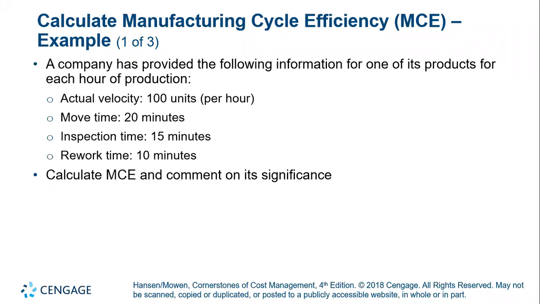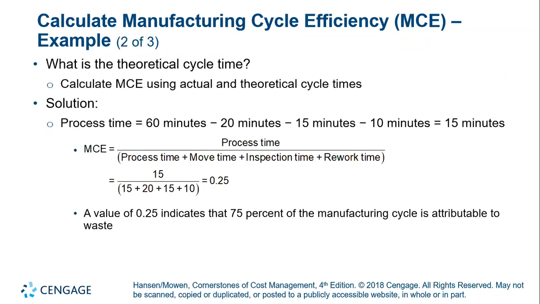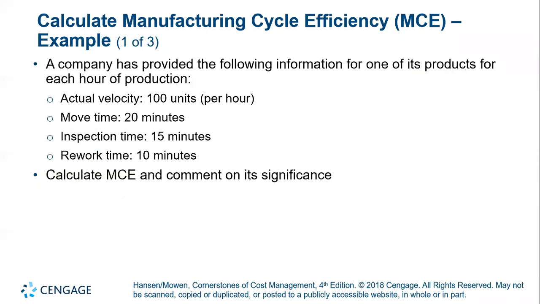Calculate manufacturing cycle efficiency or MCE. Example: a company provided the following information for one of its products for each hour of production. Actual velocity 100 units per hour, move time 20 minutes, inspection 15 minutes, rework time 10 minutes. Calculate MCE and comment on its significance. So we have the theoretical cycle time. What is the theoretical cycle time, when we are asked to determine the manufacturing cycle efficiency?